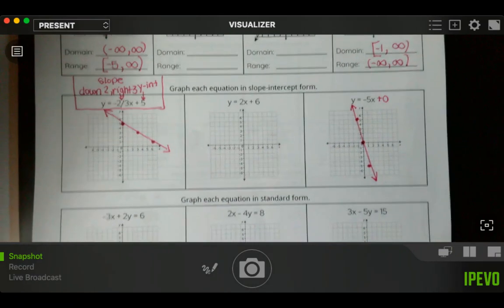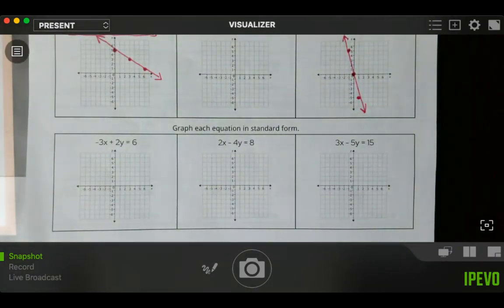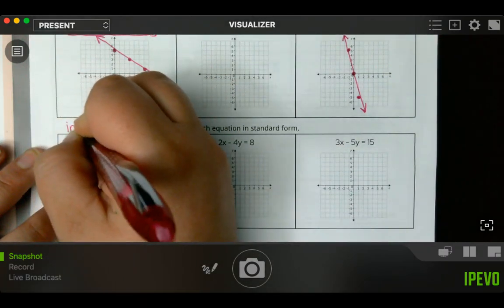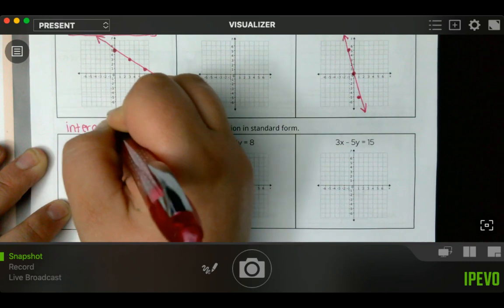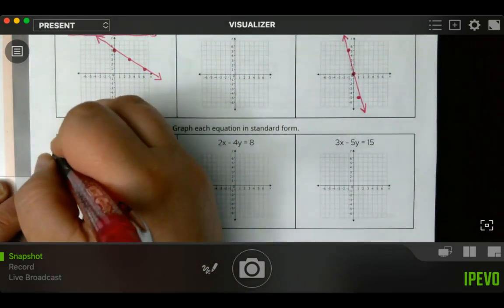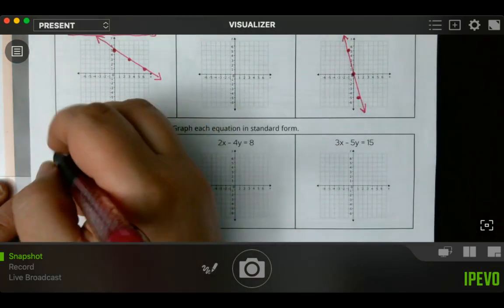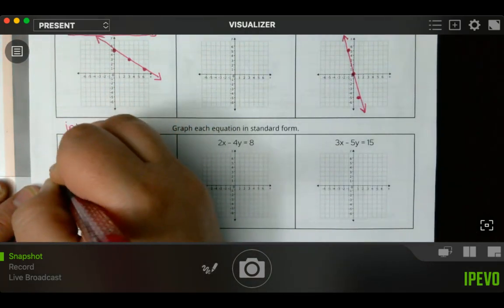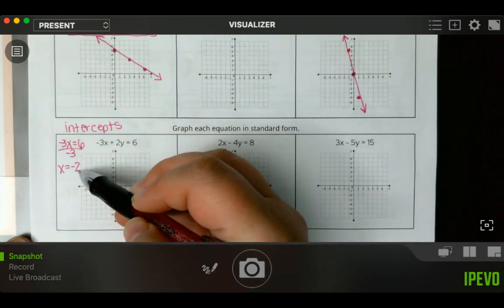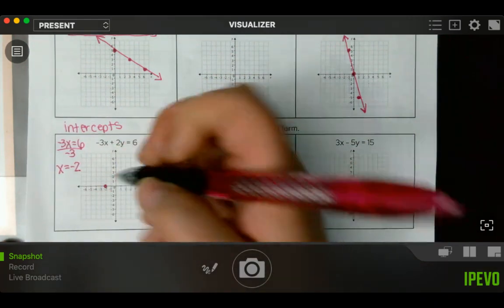Now let's talk about these two down here. These aren't y equals anymore. So what do we do? We find the intercepts. For the x-intercept, you basically cross out the y part. And then you divide by -3 on both sides, and x equals -2, because 6 divided by -3 is -2. So then you're going to go to the x-axis and put a point at -2.